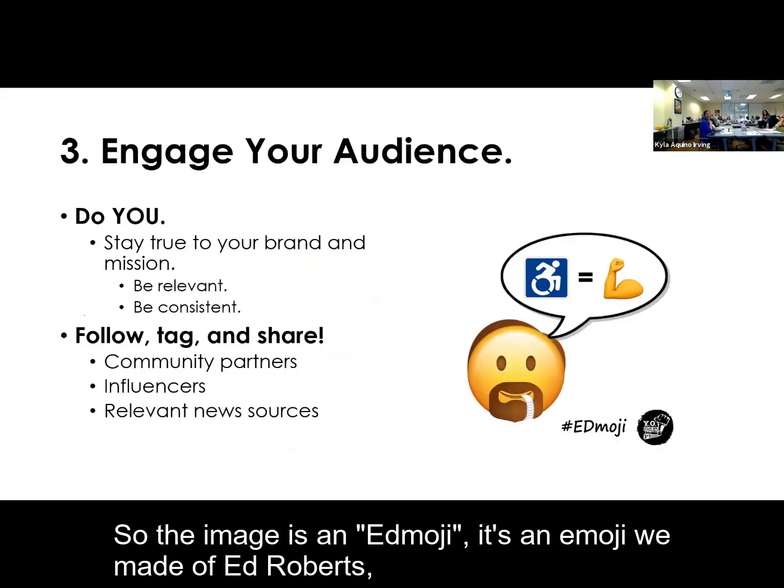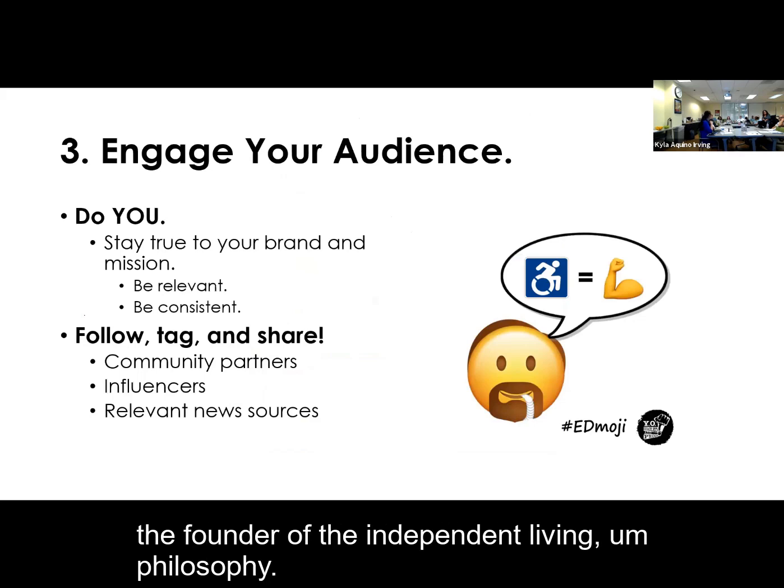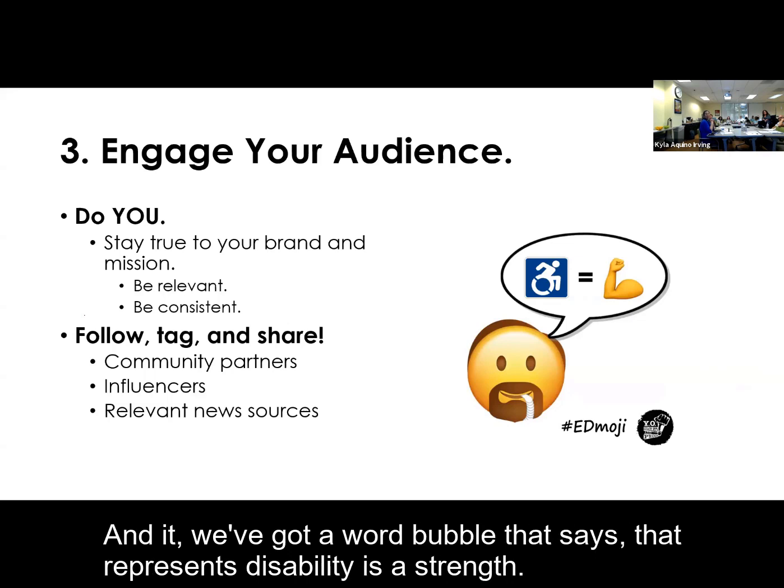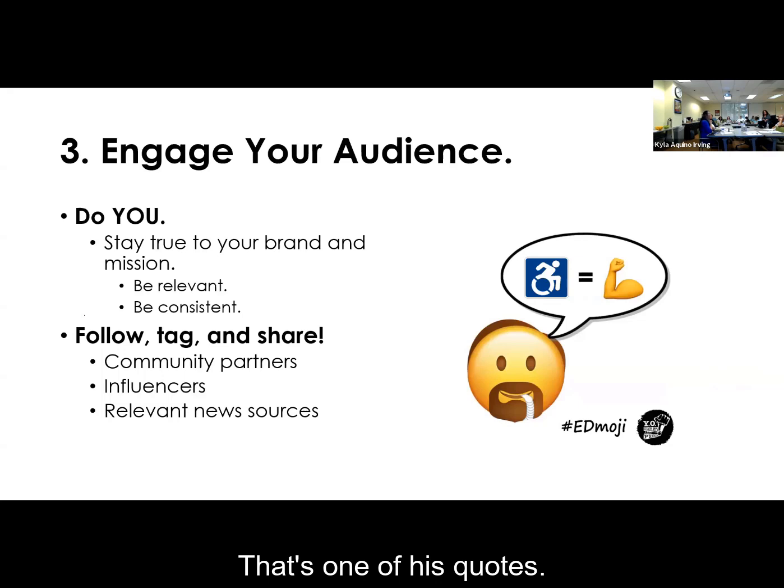So the image is an Edmoji. It's an emoji we made of Ed Roberts, the founder of the independent living philosophy. So we made an Edmoji of him with his goatee and his sip and puff straw. And we've got a word bubble that represents disability as a strength. That's one of his quotes.